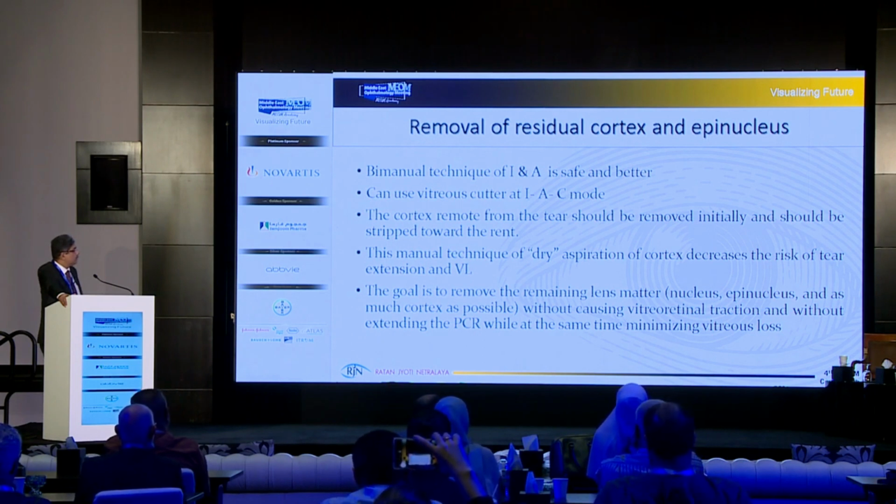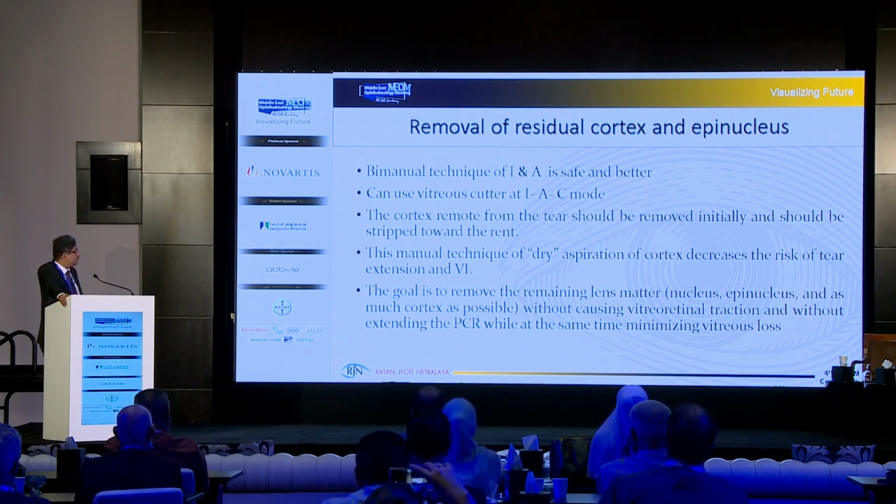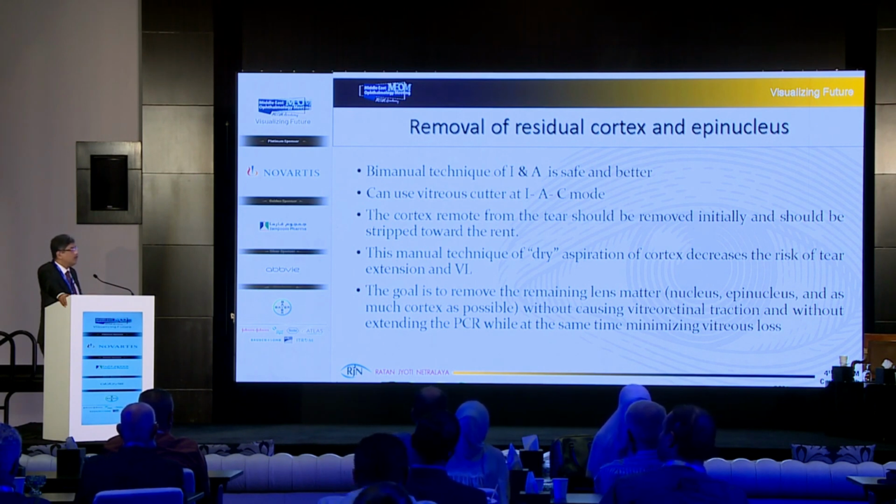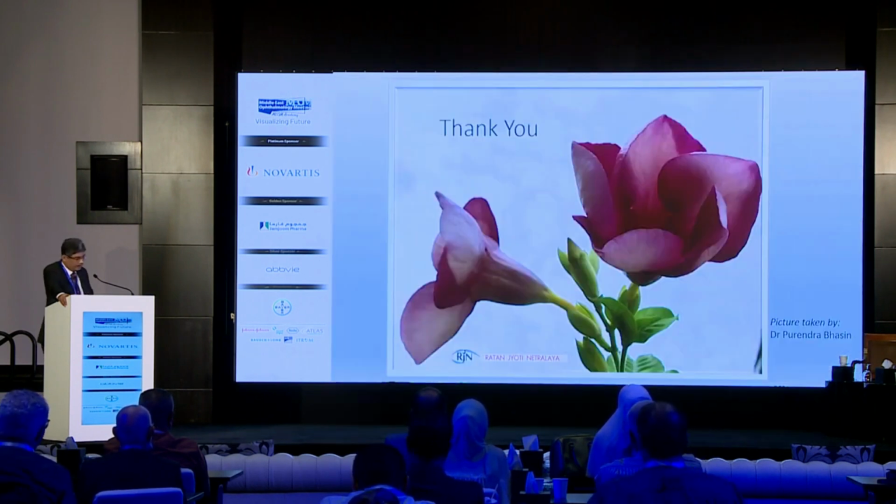One can use a vitreous cutter in IA cut mode. The cortex near the tear should be removed initially and stripped towards the area of the rent. This manual technique of dry aspiration of cortex decreases the risk of tear extension and vitreous loss. The goal is to remove the remaining lens matter without causing vitreoretinal traction and without extending the PCR further, while at the same time minimizing further vitreous loss. Thank you.